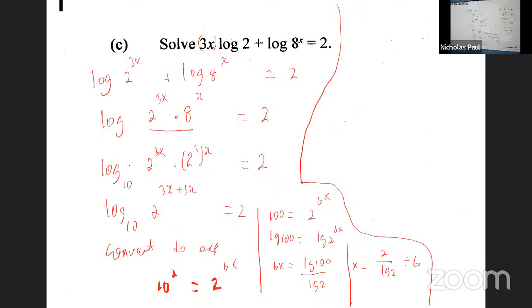Take a look at it before you write. What we could do is leave it as 3x log 2 plus, instead of leaving it as log 8, we could take the x and bring the x in front. You recognize that both terms have x? So can we factor out x? I'm trying to make x the subject of the formula, right? So x is 2 over 3 log 2 plus log 8.